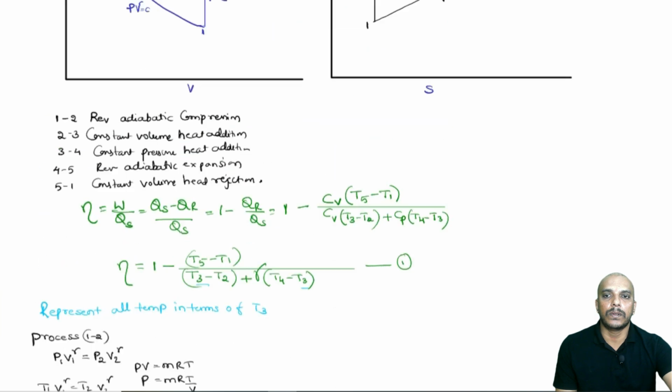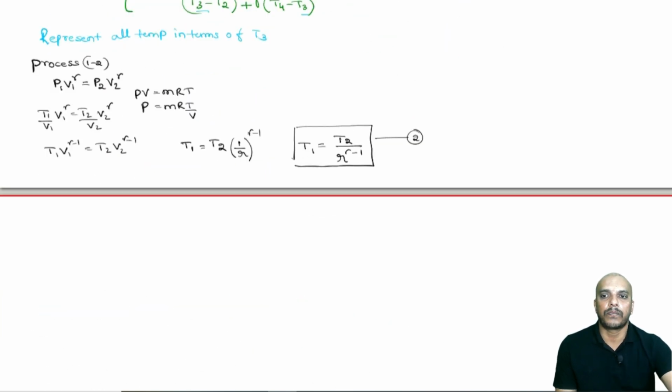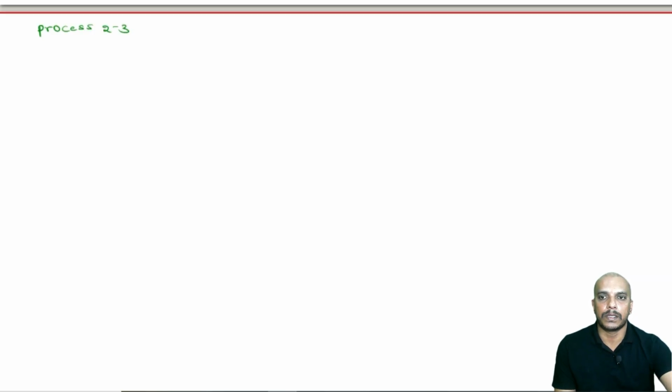Now, let us go to process 2 to 3. Now, what is process 2 to 3? Process 2 to 3 is constant volume heat addition, alright, volume constant. Now, what is volume constant? PV is equal to MRT, I will start.